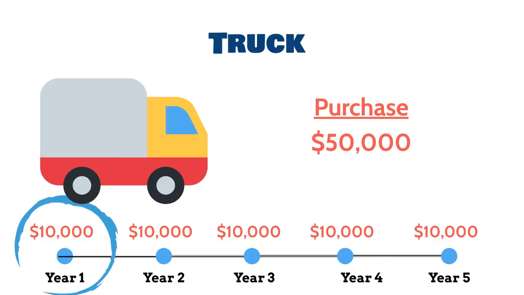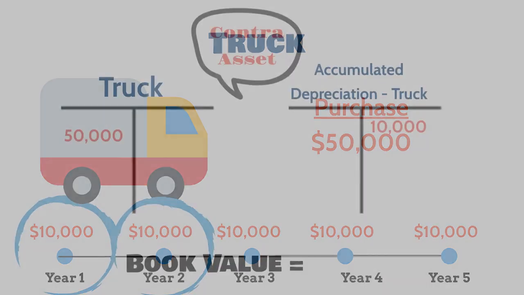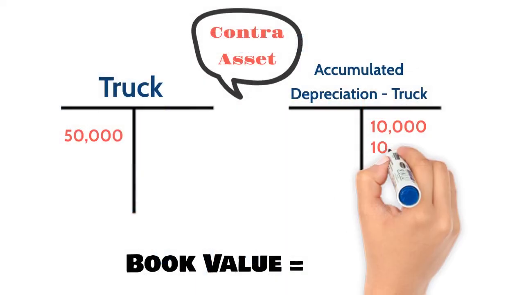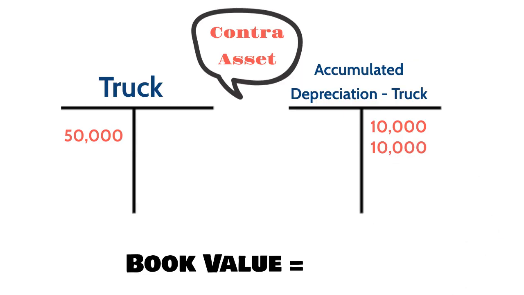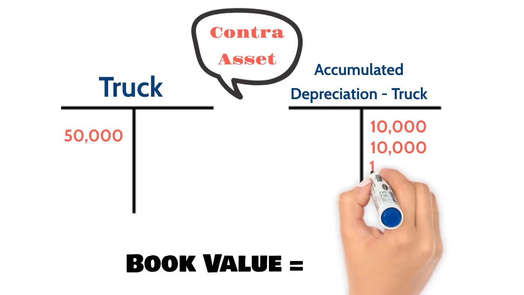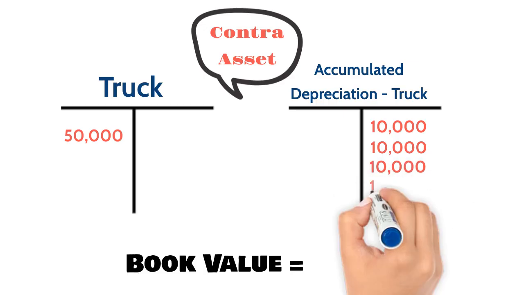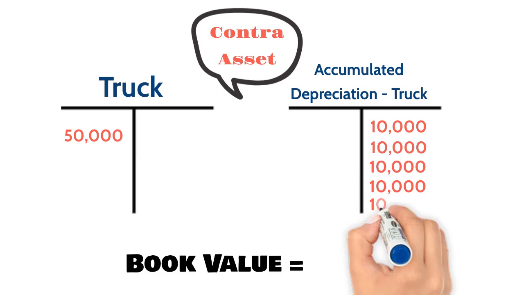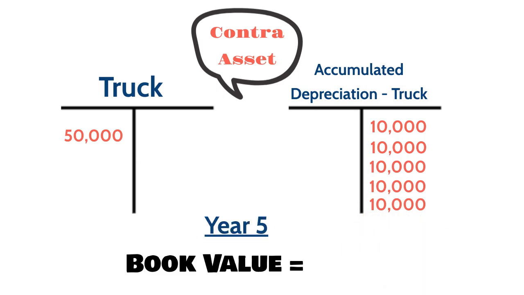We've recorded year one. Let's move on to year two's depreciation. We record the same journal entry at year end, and now we have $20,000 in accumulated depreciation. So the net book value in our records is $30,000. Fast forward a few years and we capture years 3, 4, and 5, and now our accumulated depreciation account has $50,000, and that makes the net book value of our asset $0.